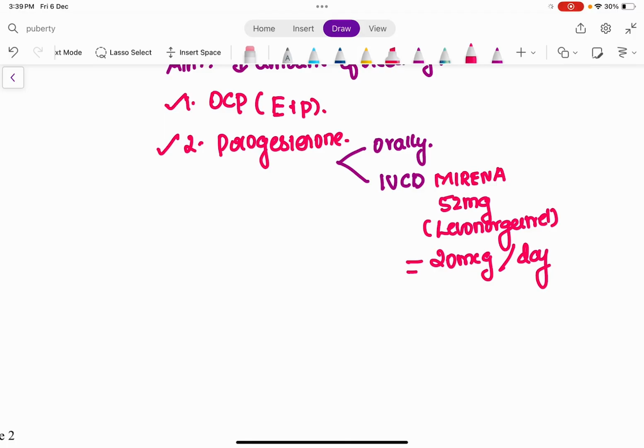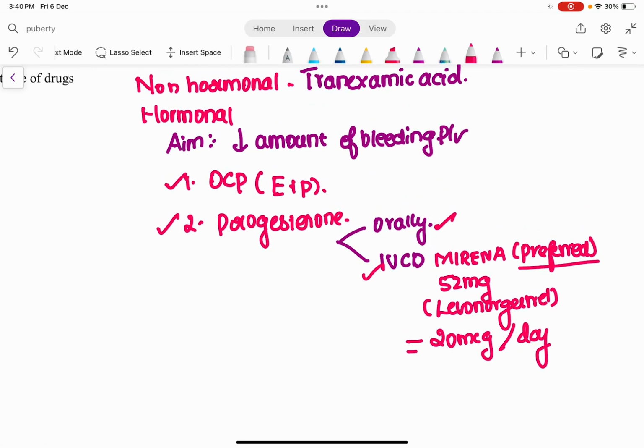The progesterone is released every day from the device inside the uterus, and its major function is to support the uterine endometrium and prevent the bleeding in that patient. So it can either be given orally, or by the intrauterine contraceptive device Mirena. Currently Mirena is much preferred over oral progesterone. Is that clear? So in medical management we had non-hormonal, which was tranexamic acid, and hormonal, where the aim is to decrease bleeding per vaginum, using OCPs and progesterone.